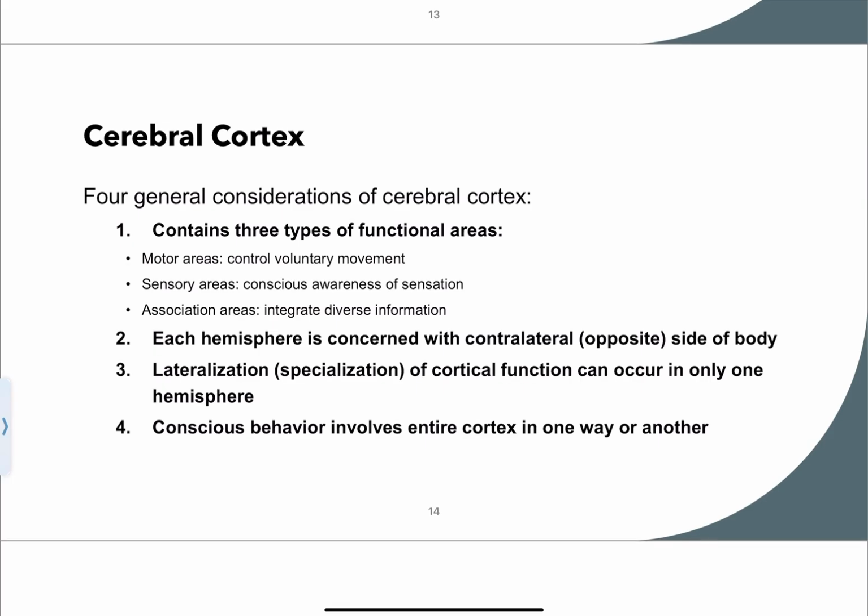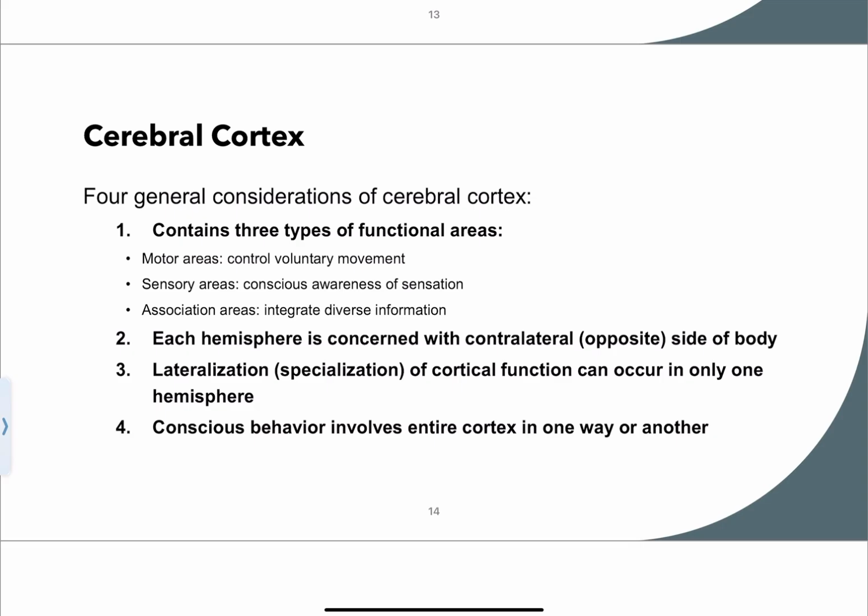A couple things to think about when we're talking about the cerebral cortex as a whole. It does have three different functional areas, which we're about to walk through. Our motor areas control our voluntary movement. We also have sensory areas that allow us to be aware of all the sensations, and association areas that bring in all of this information that's coming in.